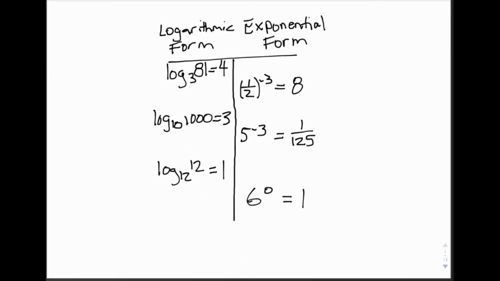So logarithmic form and then exponential form. Let's go ahead and try to convert between the two. So let's try to convert from logarithmic form into exponential form for this first example. So what we have here is a base of 3, and then again our exponent here is going to be 4. So to make sense of this, what do we have? We have 3 raised to the 4, and that's going to be equal to 81, which logically makes sense.